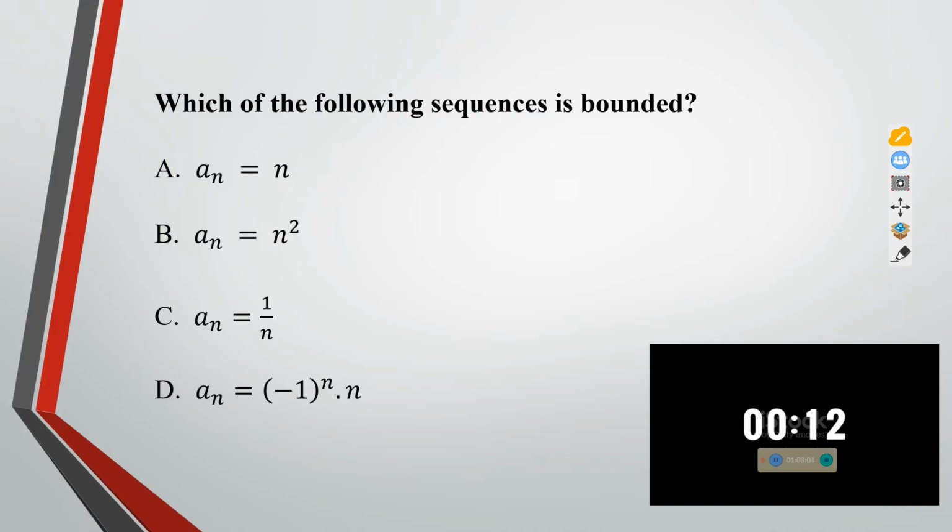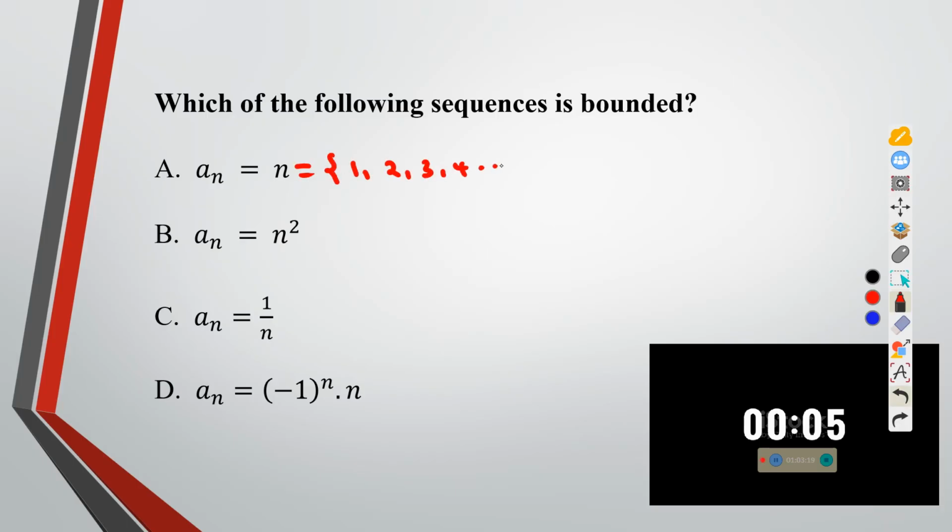Which of the following sequences is bounded? So we look at the answer. When you look at this sequence, this is like 1, 2, 3, 4 when you put n. So this sequence is unbounded above, because you realize the supremum, this one is tending to positive infinity. So the supremum of this sequence is actually positive infinity.